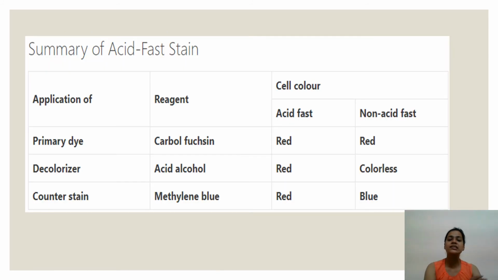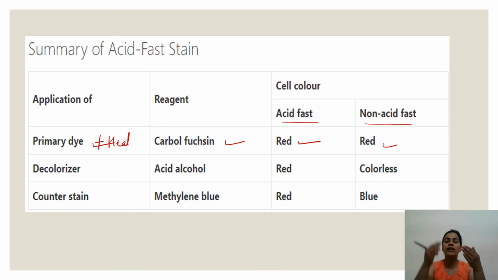Lastly, we'll just summarize this whole staining. You can see here the reagents, the application of the dyes, and the cell color. After the addition of the primary dye, which is carbol fuchsin, both the acid fast cell and the non-acid fast cell will appear reddish in color. We give heat along with the primary dye so that the carbol fuchsin can penetrate the cell wall and the plasma membrane. This carbol fuchsin will dissolve the mycolic acid or the lipoidal content.